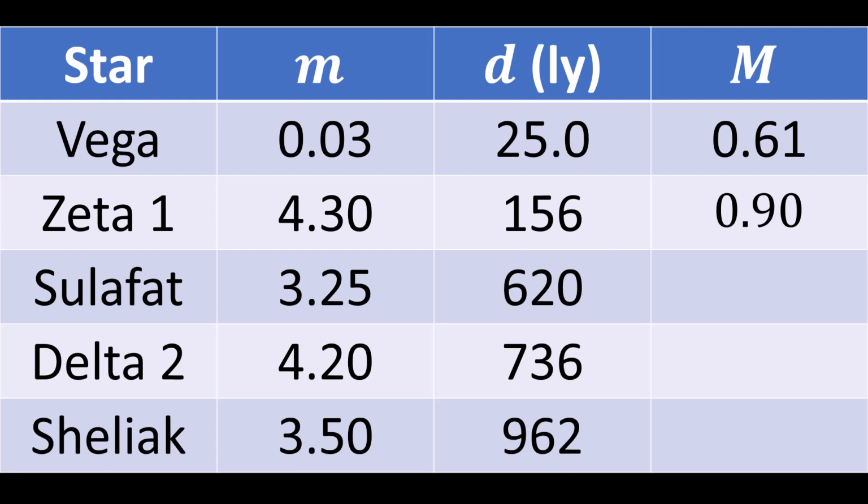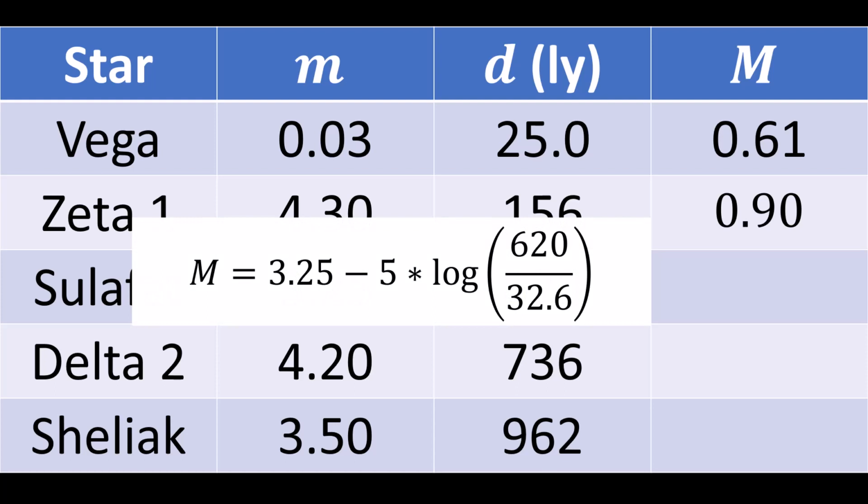Think about this. With the actual distances to Vega and zeta 1, Vega is way brighter than zeta 1 happens to be. But if you move both of those stars to 32.6 light years away, they're pretty close together. 0.61 for Vega and 0.90 for zeta 1. That's not that far apart. You might actually have a little bit of a hard time telling which one is brighter if you had two stars that close together. If they're 0.3 apart, you can probably tell. Let's move on to Sulafat.